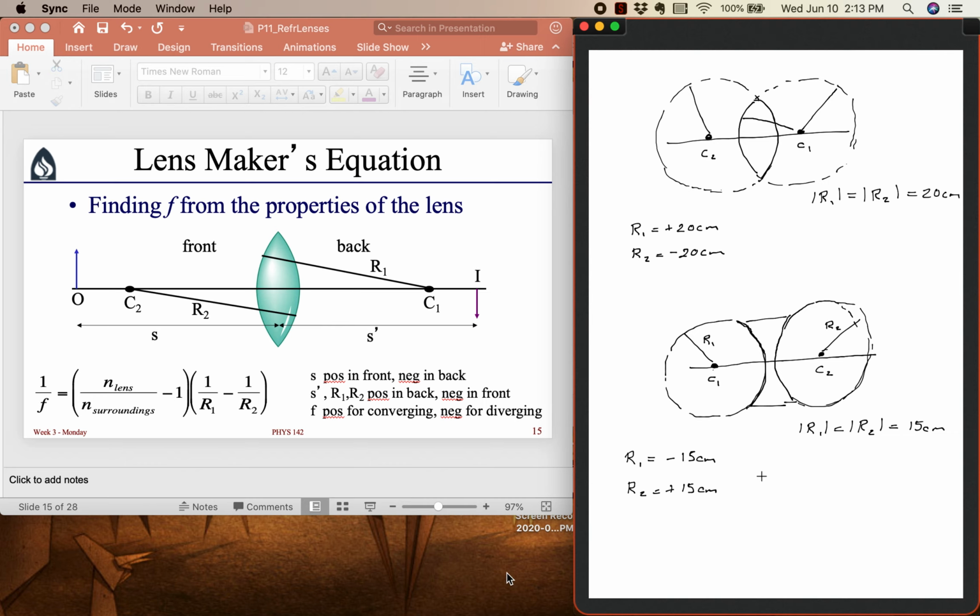Then when we plug this into the lens maker's equation, we have 1 over R1, which is negative. That's going to give us a negative number, minus 1 over R2, which is positive. So that's subtracting off, or adding, another negative number. And so overall, the focal length will turn out to be negative.